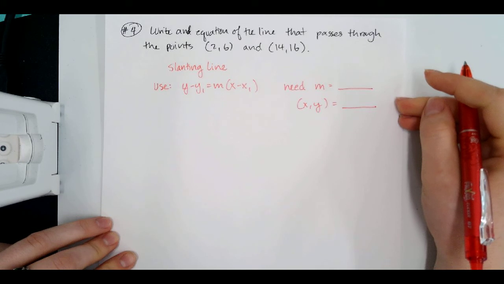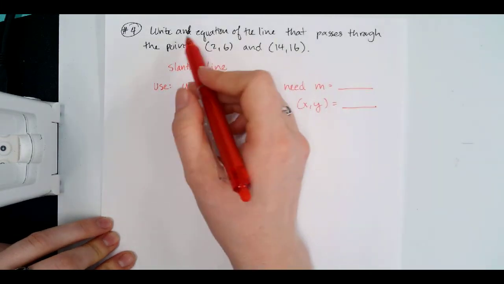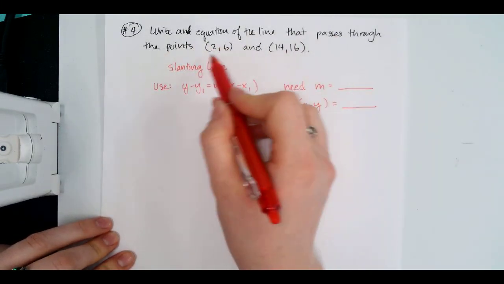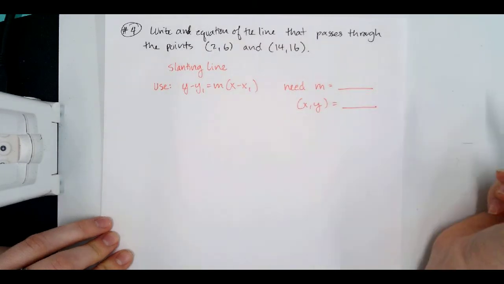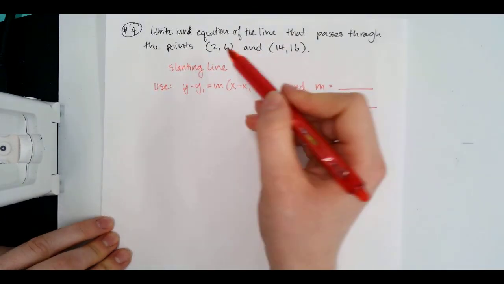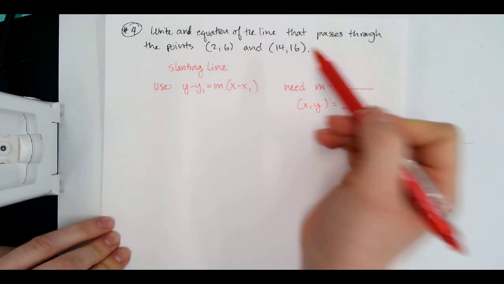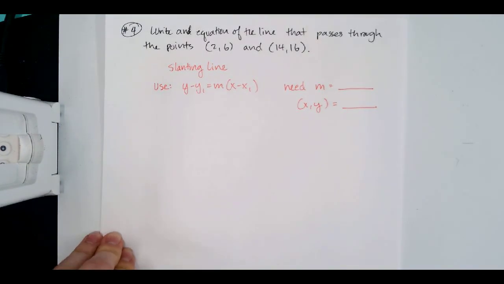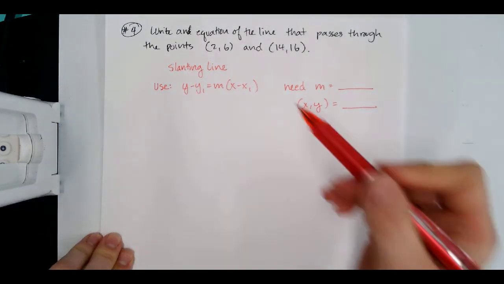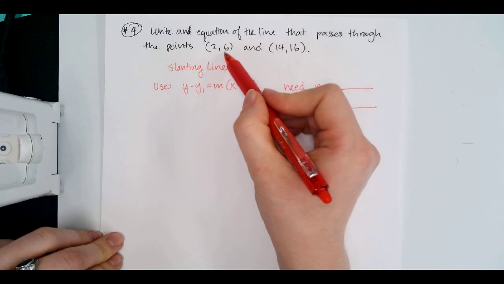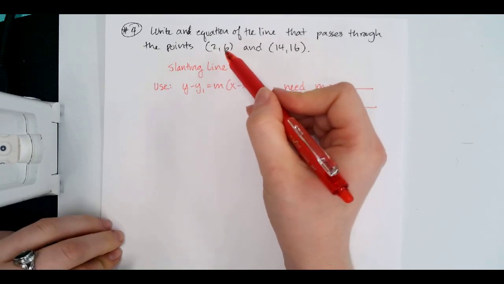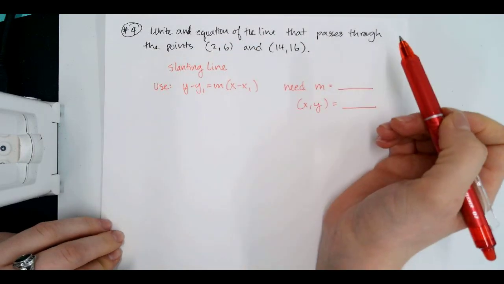Do I have my slope? No, they don't give us a slope, so we're going to have to find that. Do I have a point? I do. In fact, I have 2 points. They gave me more than I needed. So I just need to pick one of them. It doesn't matter which one I pick. For me, I'm going to pick 2, 6. Why? Because those numbers are smaller. Might as well work with smaller numbers if you can.